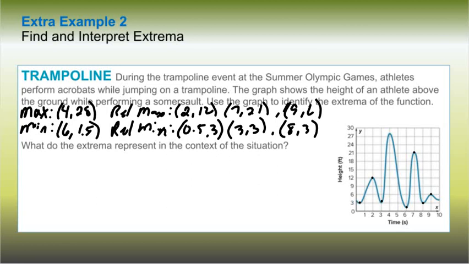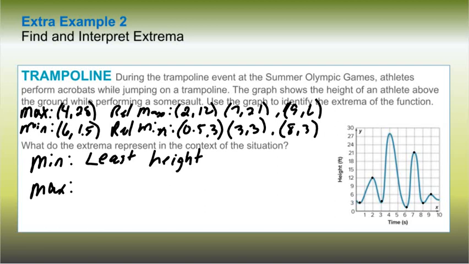Now, what do these extrema mean? Instead of doing each individual one, the minimums would be the least height, and the max would be the greatest heights that the acrobat had gotten while performing.